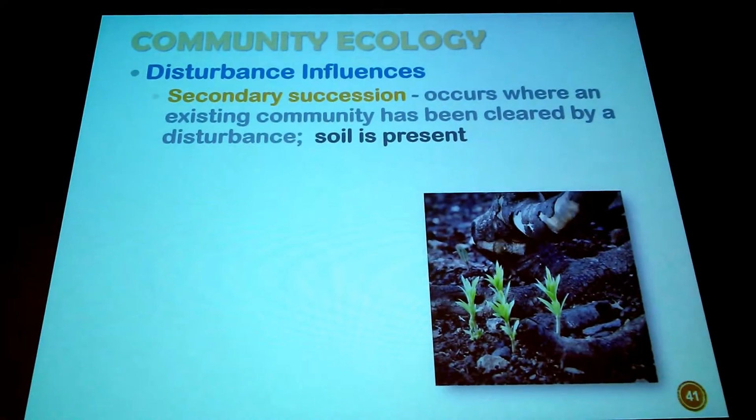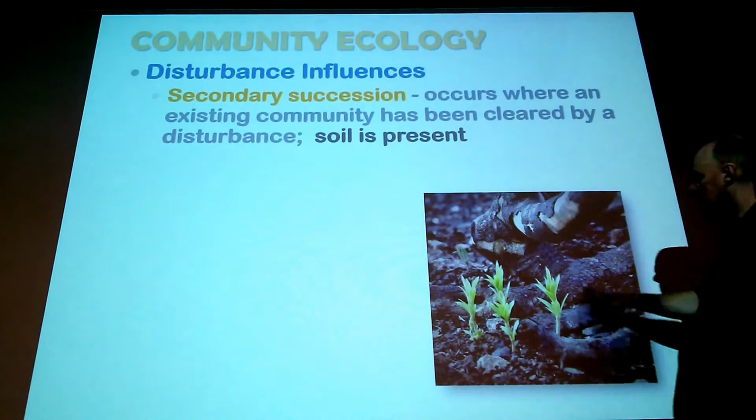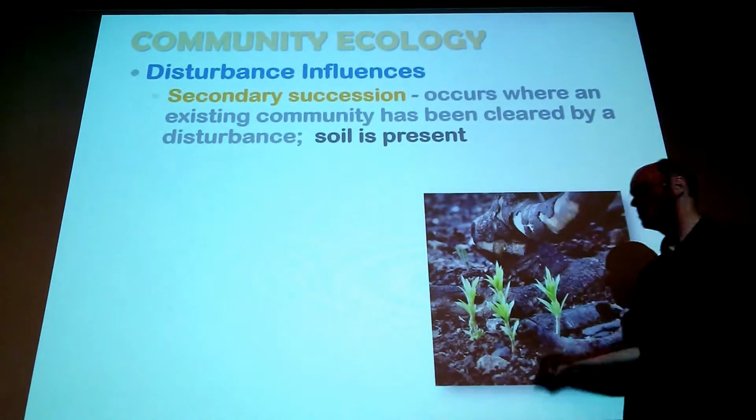Secondary succession occurs when an existing community has been cleared by disturbance, like a wildfire, a hurricane, something that has wiped out the community, but the soil is still present. It didn't take the soil with it. As long as you have soil, you can start over. And that's what we see here. You see the remnants of a forest fire that's burned, and you see some plants already starting to sprout up.